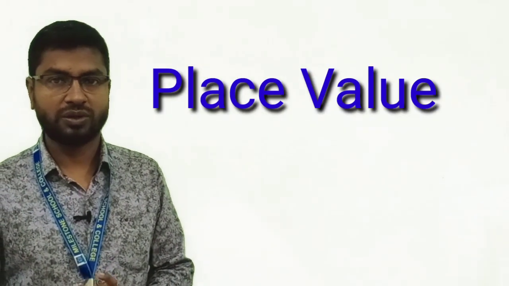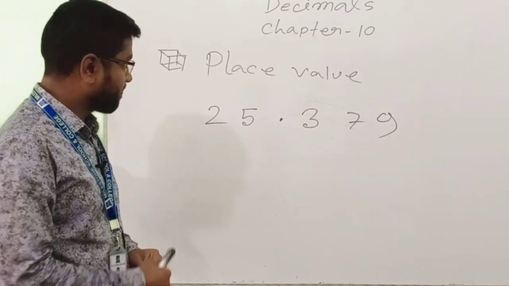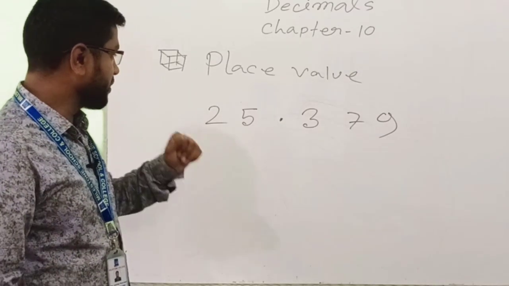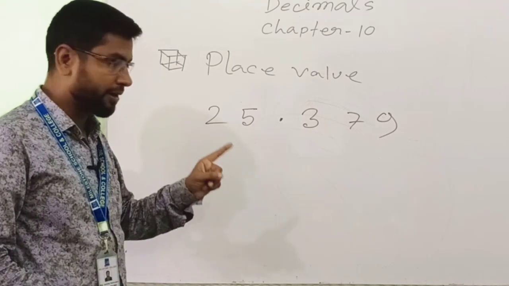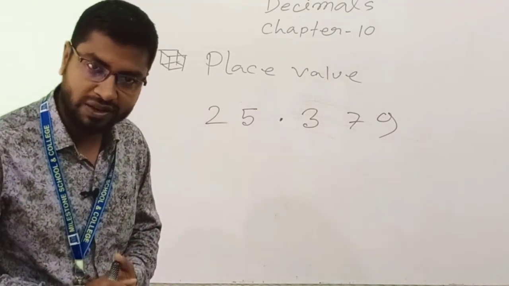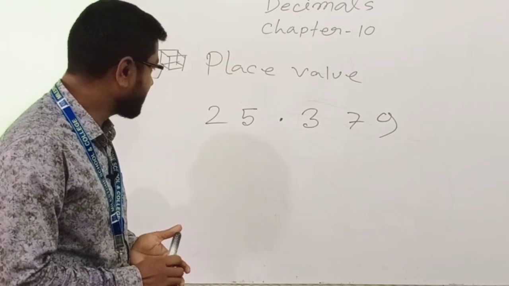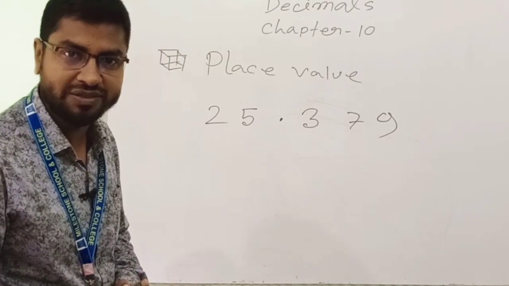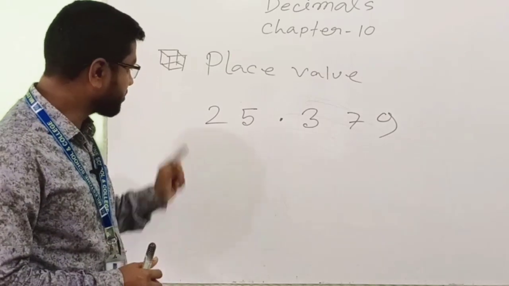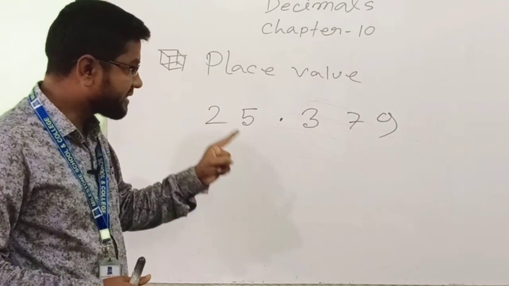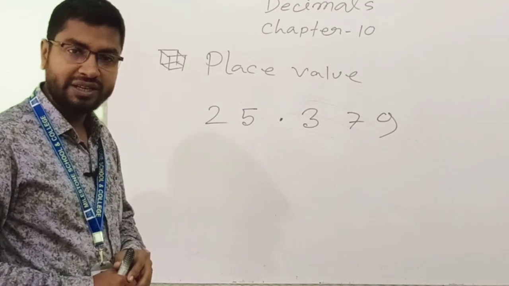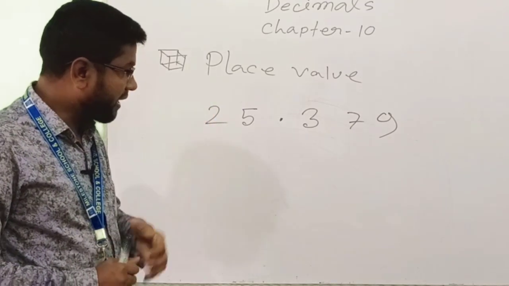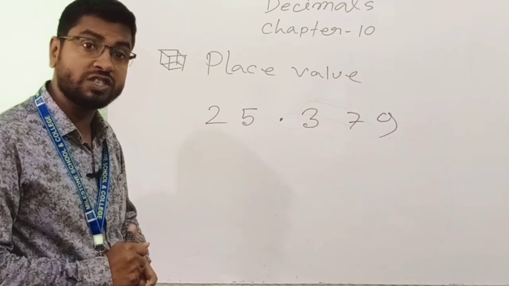Now we will learn place value. Place value of 25 decimal 379. We will not read it as 25 decimal three hundred seventy-nine. That is the wrong way to read. We have to read 25 decimal 3 7 9. So in this math we will find out place value.